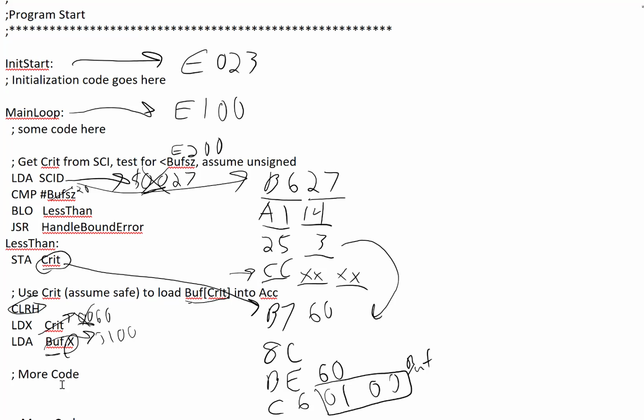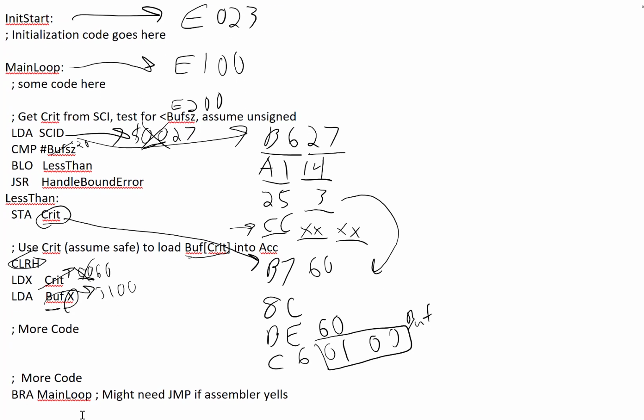Okay, and then we have some more code down here. And below that, I just have one statement. It says, branch always to the main loop. I've got a comment here I'll explain in a second. Now, in order to get back to the main loop, we're trying to get back to E100. We know that we were at E200 here, so 200, 201, 202, 203, 2100. So there's also some stuff here. I don't know how long that other code is. If we assume that this here is at E250, branch always is 20, so it's a big break. It's 20 followed by a relative address.